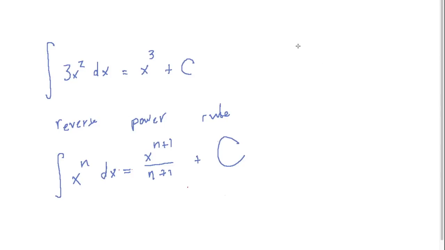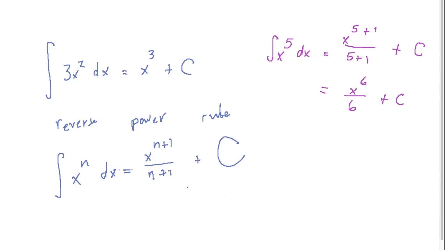Let's try one out. Let's say we want to take the antiderivative of x to the 5th with respect to x. Well, the antiderivative is x to the 5 plus 1 over 5 plus 1. Like I said, if it's x to the n, here we have x to the 5th, x to the n plus 1, x to the 5 plus 1, over n plus 1, 5 plus 1, plus c. And we can simplify this a little bit, of course, to get x to the 6th over 6 plus c.